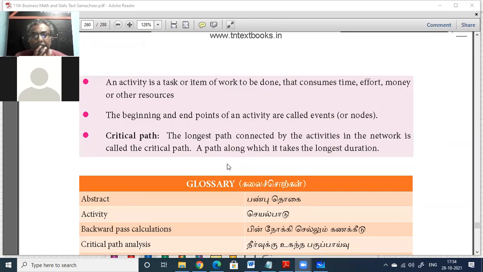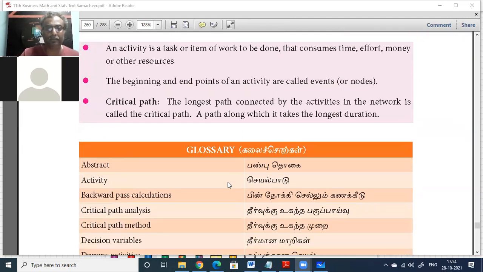Critical path. The longest path connected by the activities in the network is called the critical path, a path along which it takes the longest duration. Before that time, the project cannot be completed. It will take at least that much time to complete the project. Okay, I think that is enough.